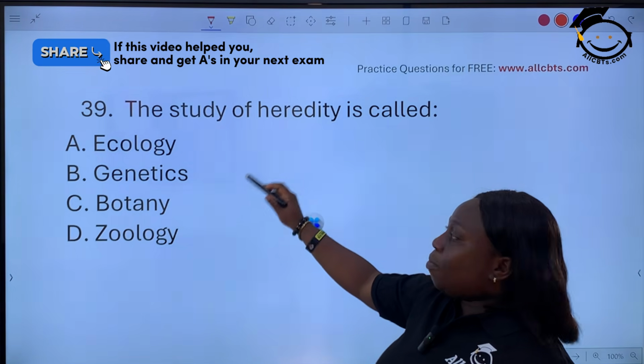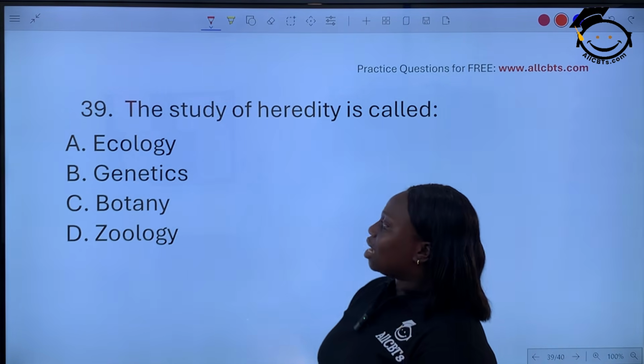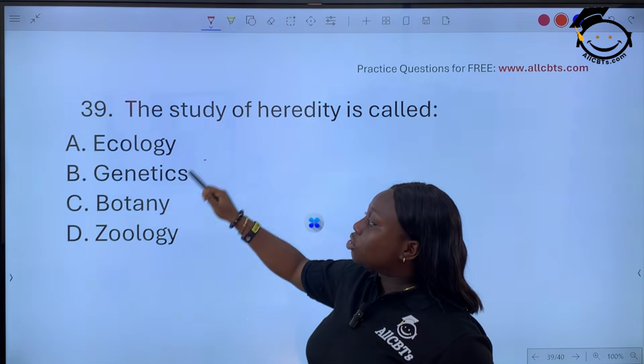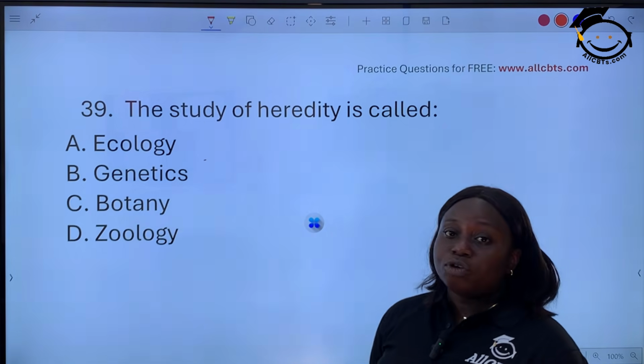Now, number 39. The study of heredity is called dash. We have A, ecology. B, we have genetics. C, we have botany. And D, we have zoology.